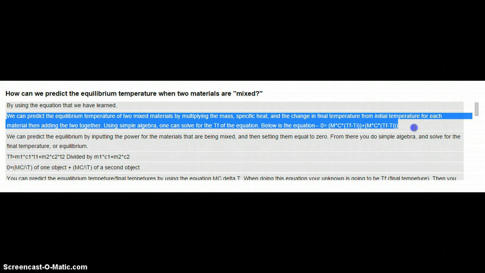We can predict the equilibrium temperature of two materials by multiplying mass, specific heat, and the change in final temperature from initial temperature for each material, then adding the two together. Using simple algebra, one can solve for the final temperature, and then the student tried to write the equation in there. So that was pretty complete and nicely done.